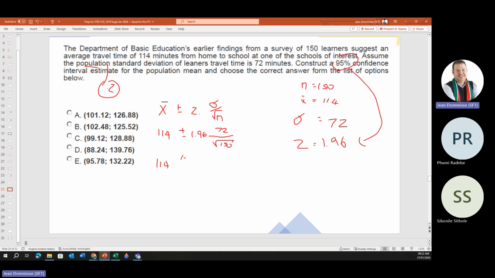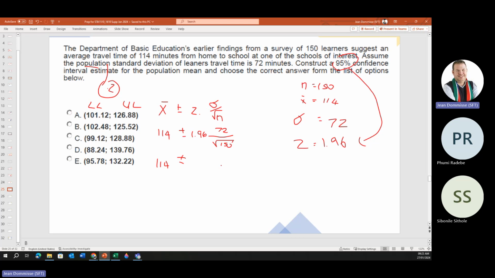Normally, what I will do is, because 114 is going to be in the middle, I normally just check that all of these numbers must be bigger than 114. On the upper limit, everything must be bigger than 114, which it is. On the lower limit, everything must be below 114, which it is. So with my method, I would not have been able to cancel out any options. So we unfortunately need to go and work it out.